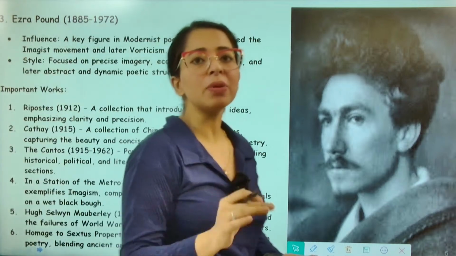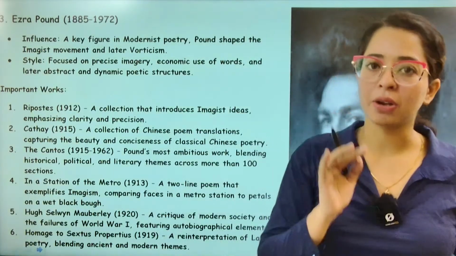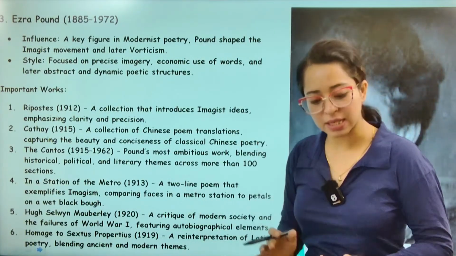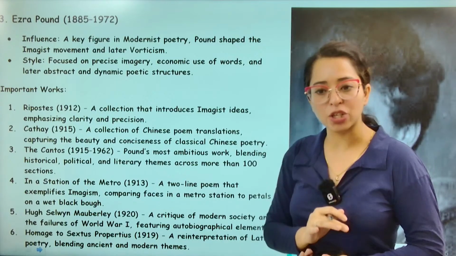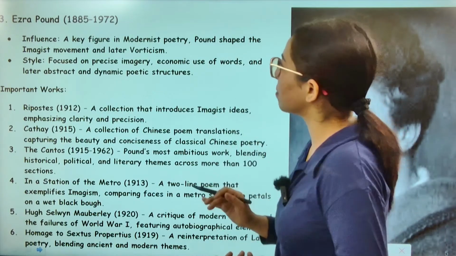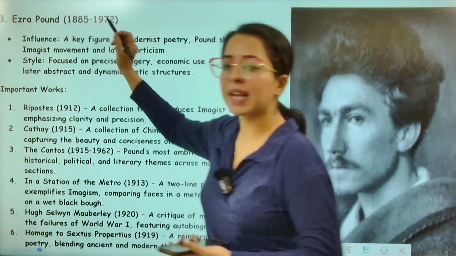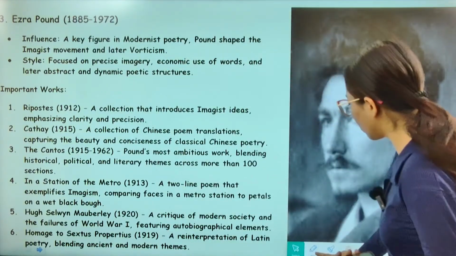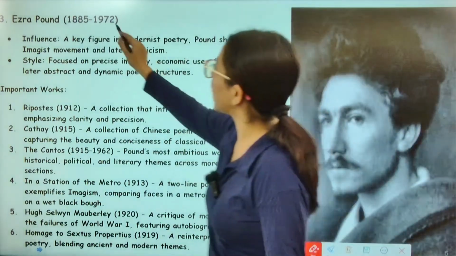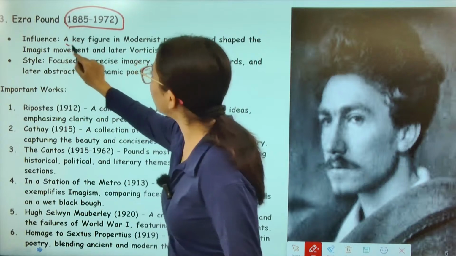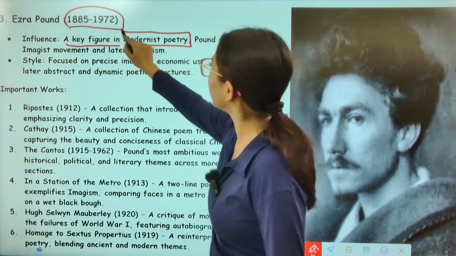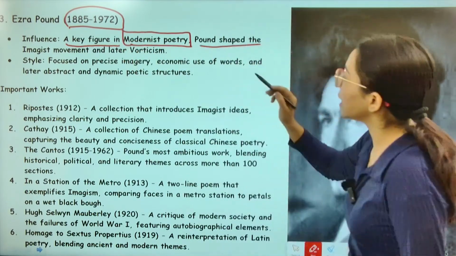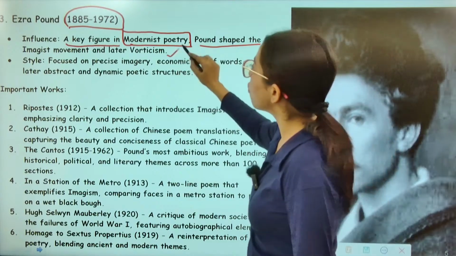Now, Ezra Pound is another American poet that is to be considered very, very seminally. You have to make sure that you're learning it in a very significant manner. 1885 to 1972, that is the birth year and the death year. He was a key figure in modernist poetry, and Pound shaped the Imagist movement and later Vorticism.